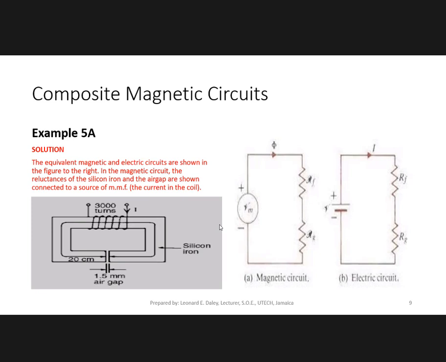Sir, question. Is there a reason why I use the DC representation for the electric circuit? Well, the assumption here is direct current. But it would apply if it was AC, just to see it.